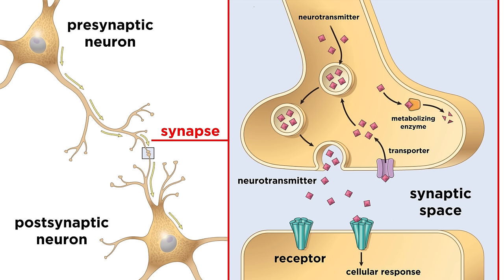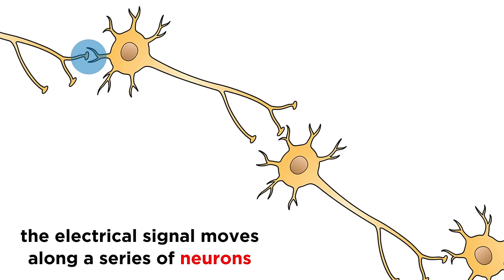In this way, communication occurs through a series of synapses. The presynaptic neuron releases neurotransmitters to activate receptors on the postsynaptic neuron, triggering an action potential that propagates the signal to the next neuron, and the next, moving throughout the body in this fashion.